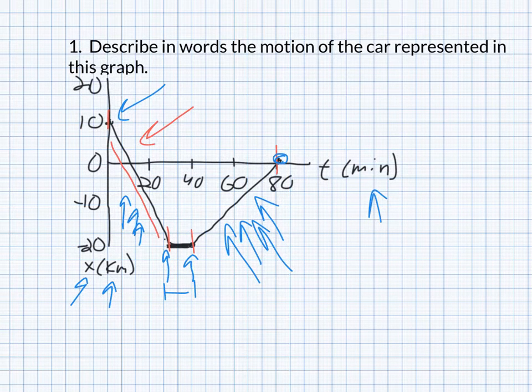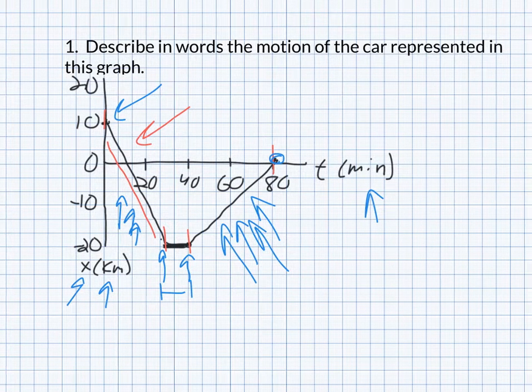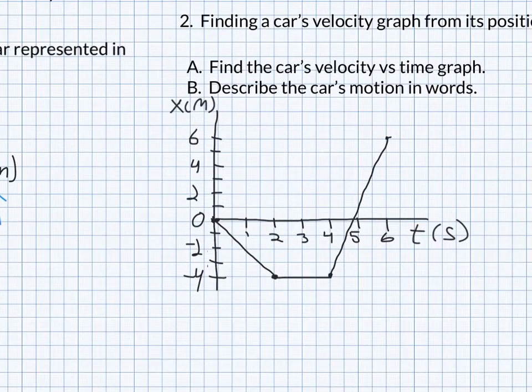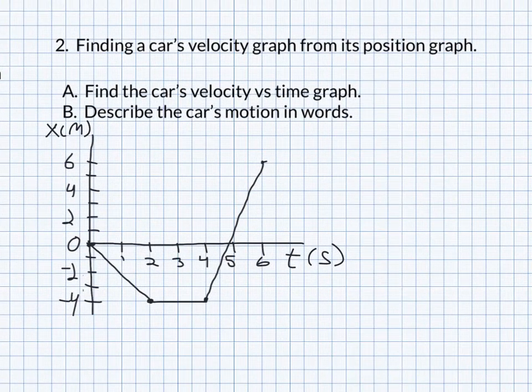All right. I'm going to go ahead and switch to the next problem here. So we're graphing another car. In this case, we've got 2 questions. One, we're actually going to try to get some numbers. Find the car's velocity versus time graph, and then describe the car's motion in words. So we're going to be generating another graph here based on this one.